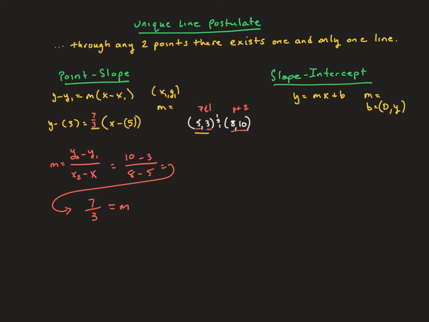So that is the equation of a line. If I rewrite it without my parentheses, I'm going to have y minus 3 is equal to 7/3 times x minus 5. There you go. There's my equation of a line.